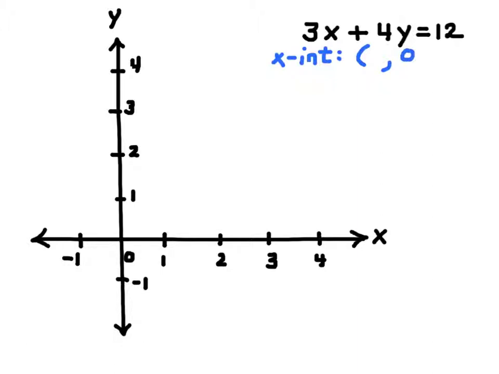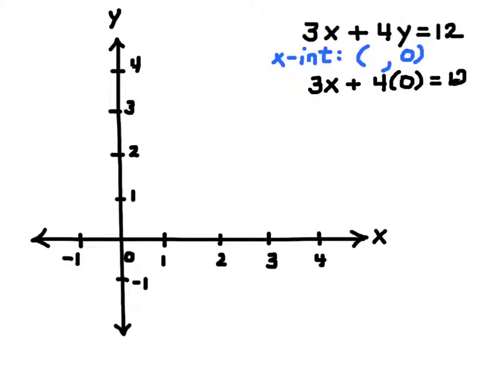So let's put a 0 there. Okay. So what we need to find then is the value that goes right here, the x value, when y is 0. So let's take our original equation and change the y value to 0. So our original equation is 3x plus 4 times y, and we want to know what is x when y is 0. Well, 3x plus 4y, or 4 times 0, is 12.